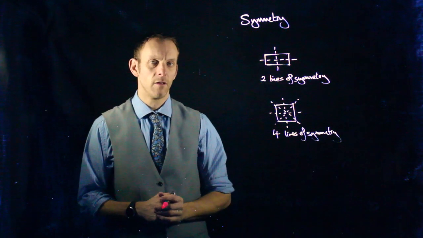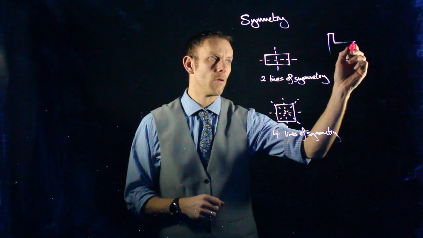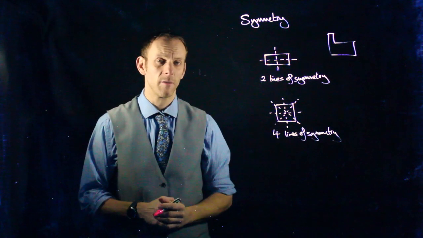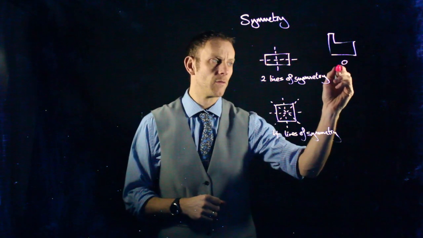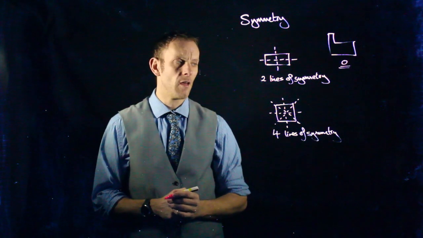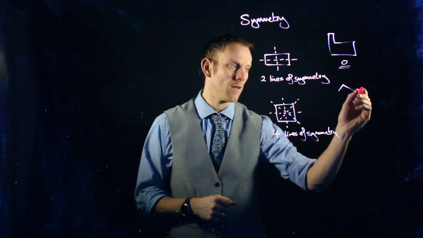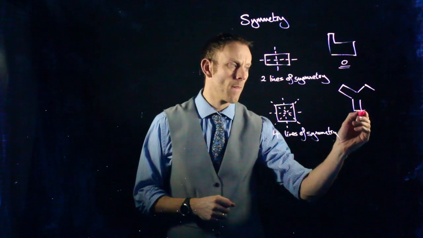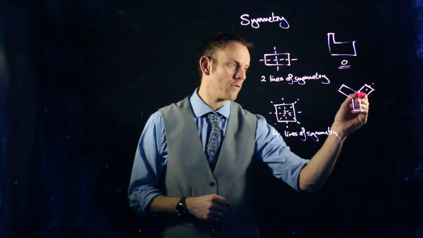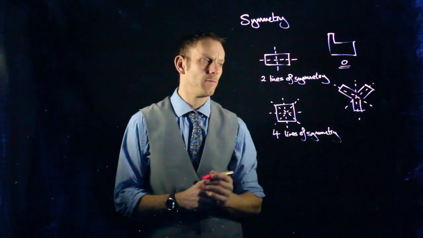Okay. Some shapes, however, do not have any lines of symmetry, and it is possible for a shape to have no lines of symmetry. This one doesn't have any. And we could create shapes, for example, something like this. It would have three lines of symmetry. Line of symmetry through the middle, line of symmetry through the middle, line of symmetry through the middle.